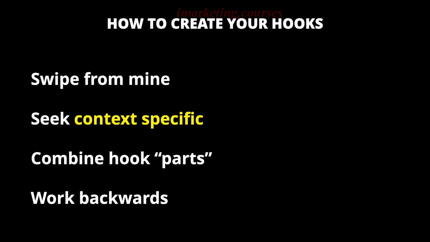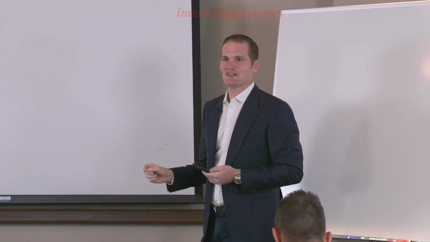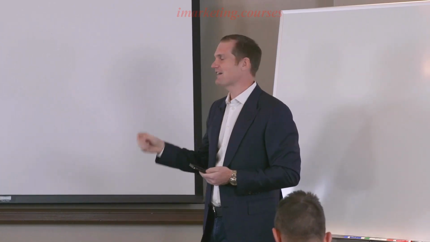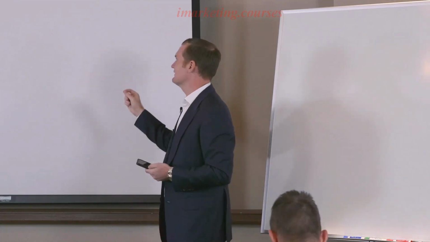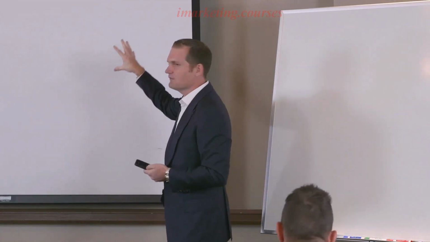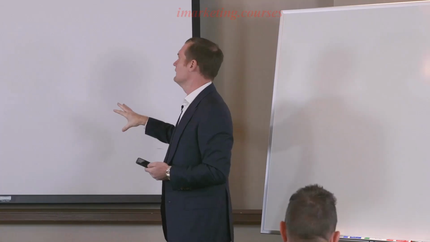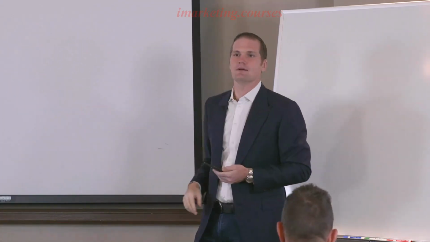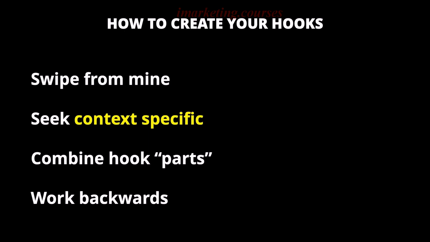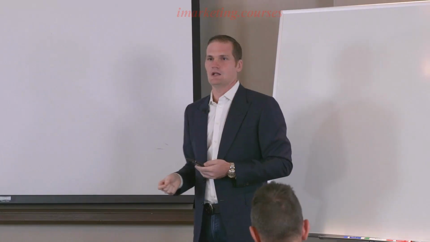So really, how do we create our hooks? Swipe from mine as much as you possibly can. Now I have a very distinct voice, so unless you can pull off the voice I have, change it a little bit. I'm very direct in those ways. But swipe the specific structures. If you don't pay me, I'm upset if you swipe from me. If you do pay me, you can swipe all you want, right? That's my attitude. Seek context specific. So you'll have to calibrate. This is a word I use over and over again, okay?